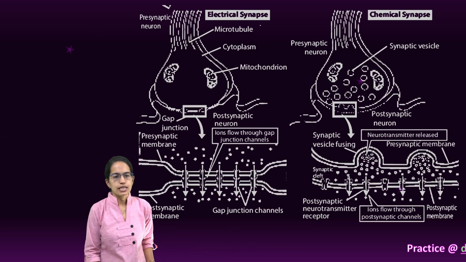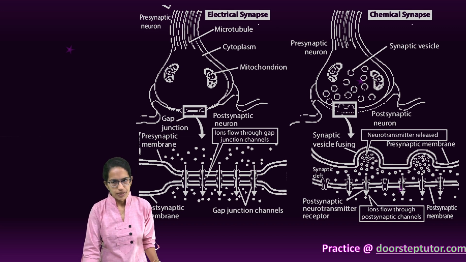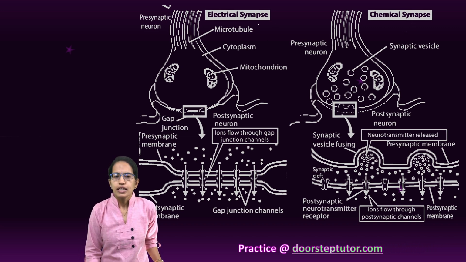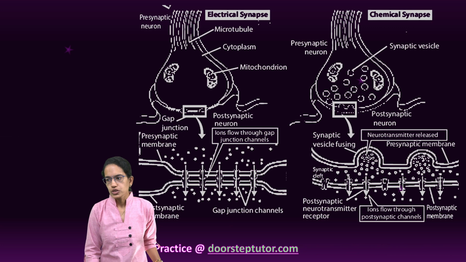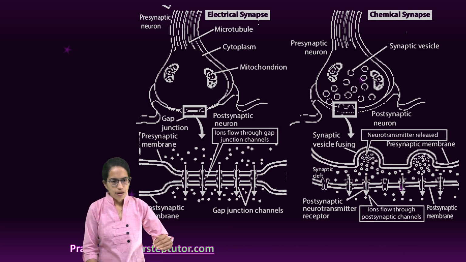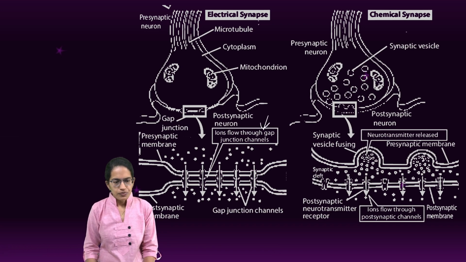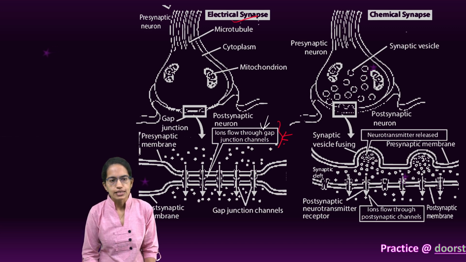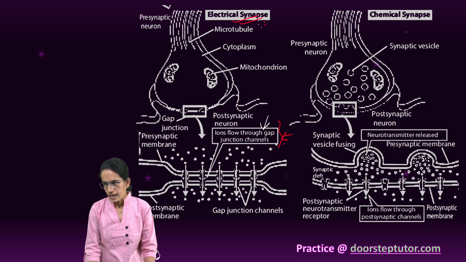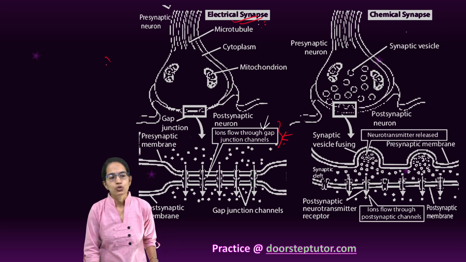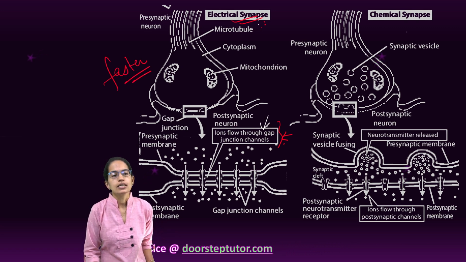So the first thing is the electric synapse versus the chemical synapse. As I said, here in the electric one, pre and post synapse are joined through the gap, and this gap is where the ions flow through the gap channel. As you can see here, the flow of the ions through the gap channel is seen, and this is an example of electrical synapse, and this is usually faster than the chemical synapse.